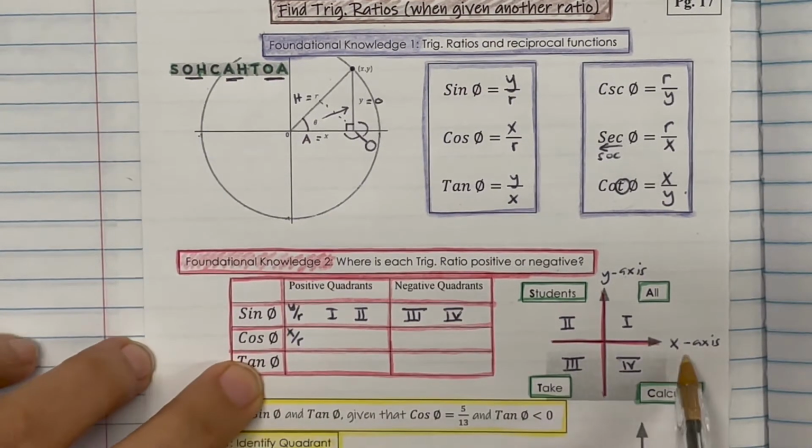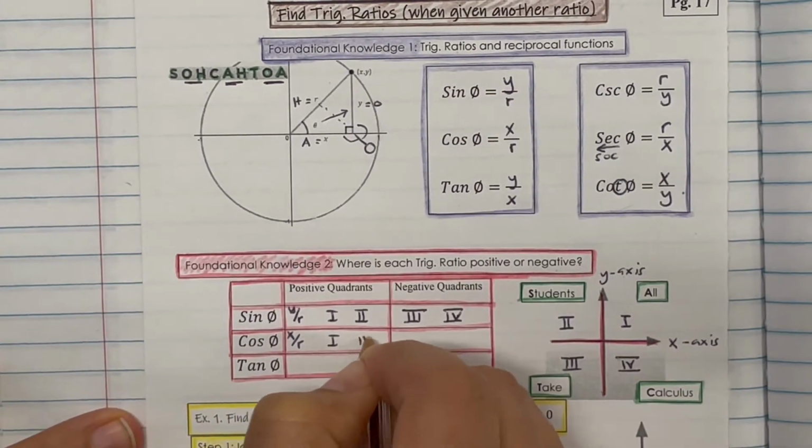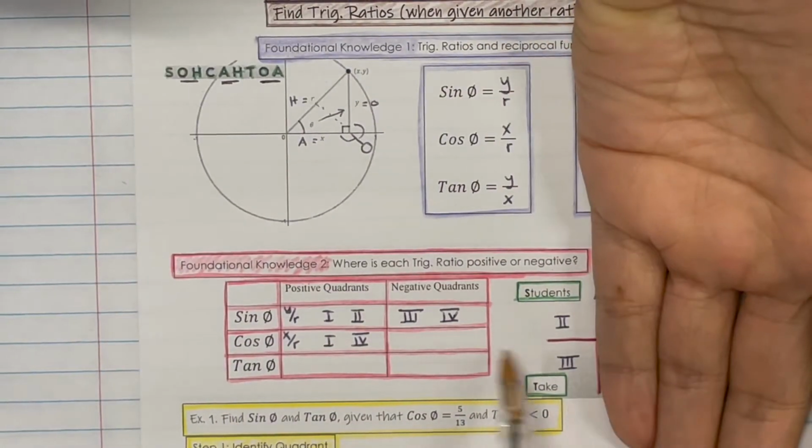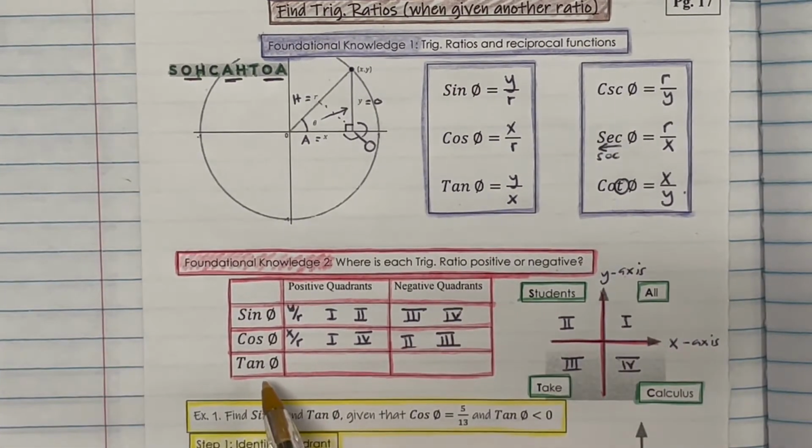So when is x positive? All right, so when's the x-axis positive? It's positive in quadrant 1 and 4. And when is it negative? On the other side, which is 2 and 3. All right, when is tan positive?